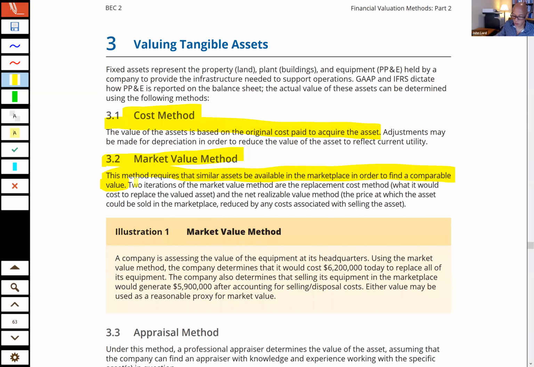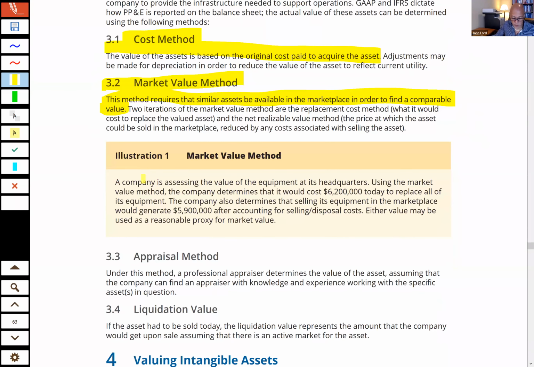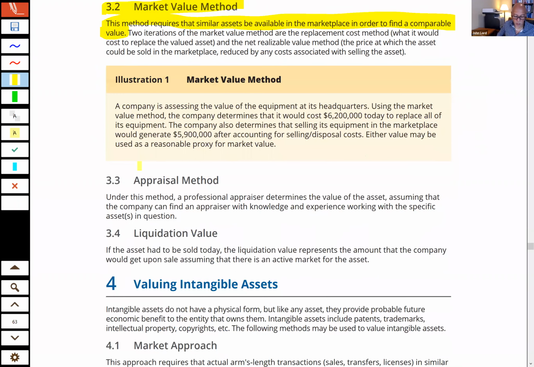The market value method requires that we look at similar assets in the market to find a comparable value. So maybe we have a stock, and our particular stock isn't traded, so we can't really use some of the elements that we would use in the capital asset pricing model, but we might be able to look at a stock of some company that is similar. And then that would be a way of valuing our stock, even though we're not trading that stock.